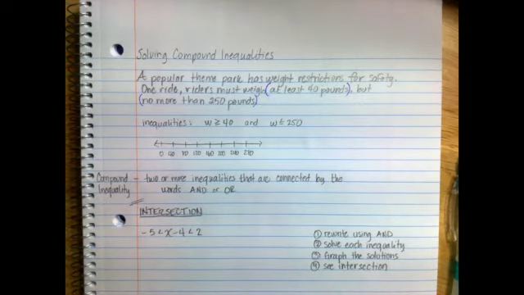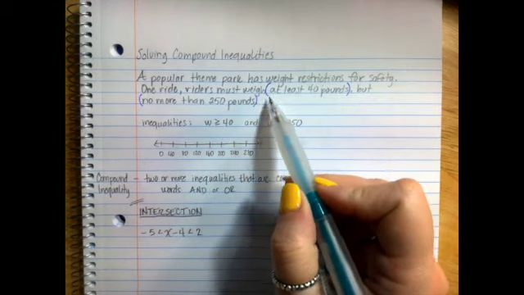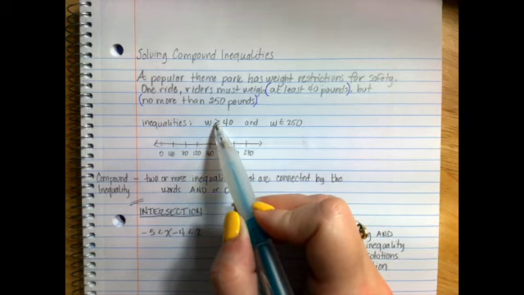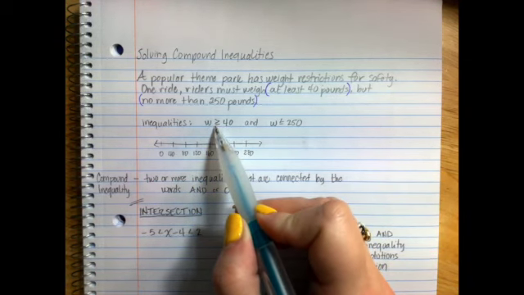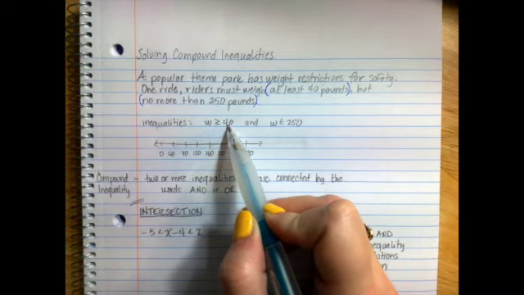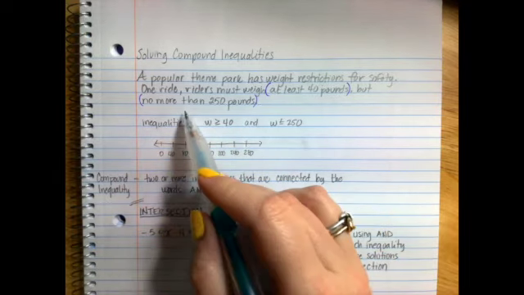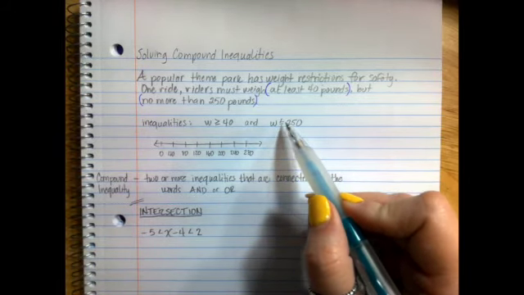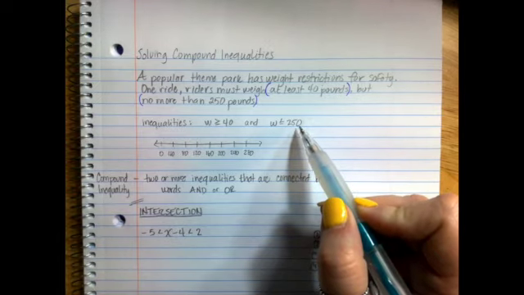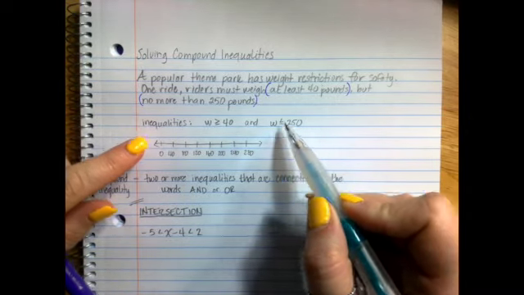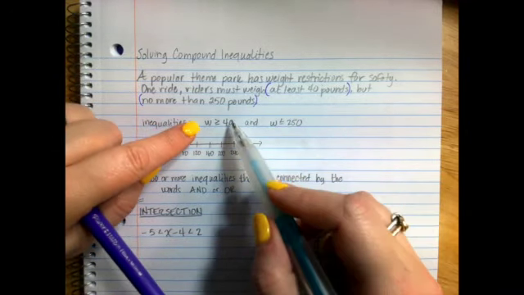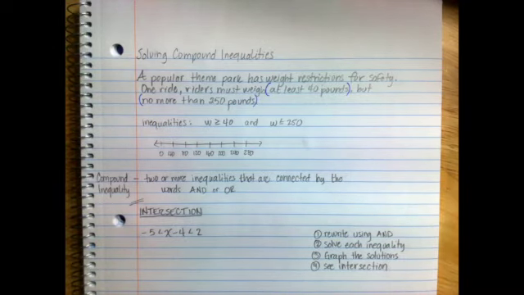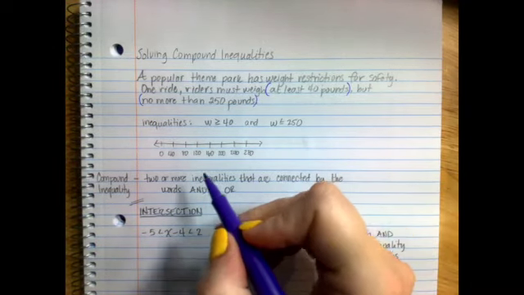All right, so the inequalities that you would write for these: at least 40 pounds would look like this. The weight is at least, meaning you can weigh more than or equal to 40. And no more than 250 means that your weight must be less than or equal to 250. So since I've broken these down and both of these go with this problem, I'm going to graph each one of these.